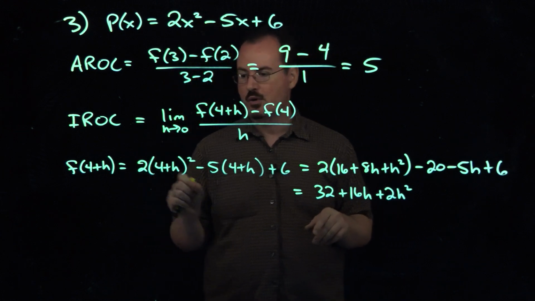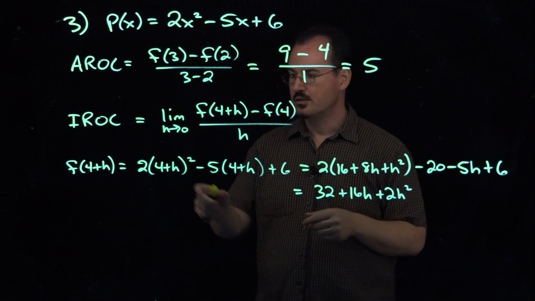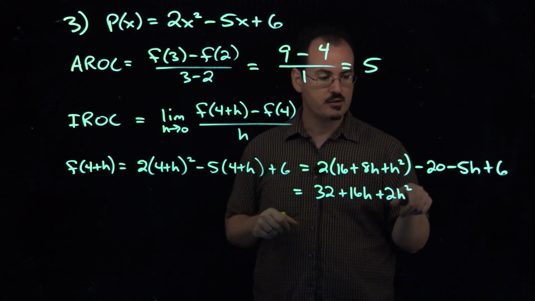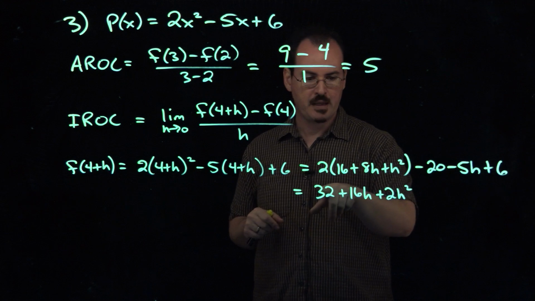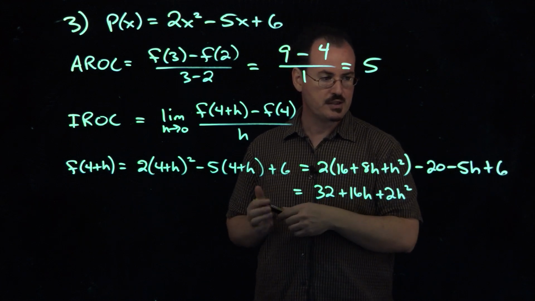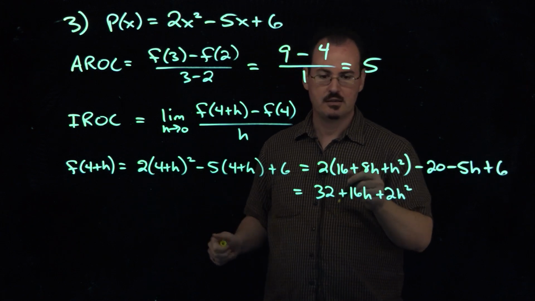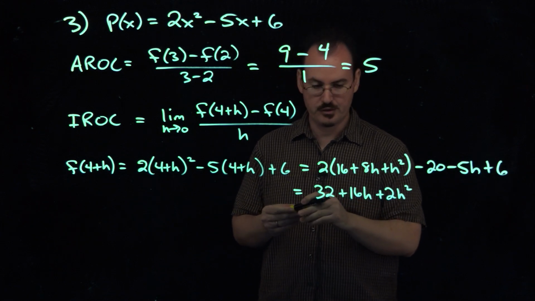Remember 4 plus h squared is 4 plus h times 4 plus h, so you have to FOIL that out. When you do it, you get that quantity there. Simplifying by distributing the 5 gets us this stuff here. Distributing the 2 gets us that. And then from here, we've got distributing the 2 gets us that.